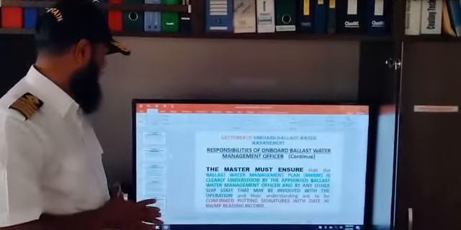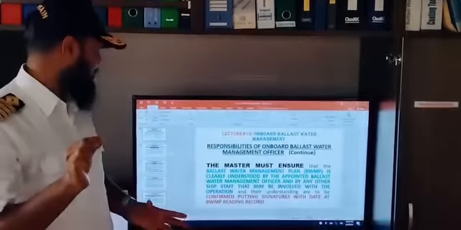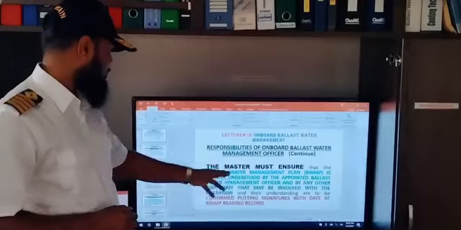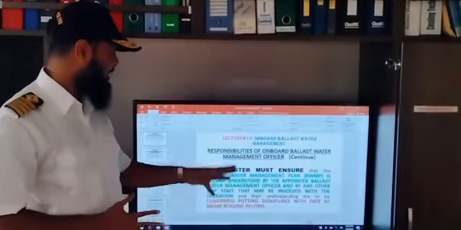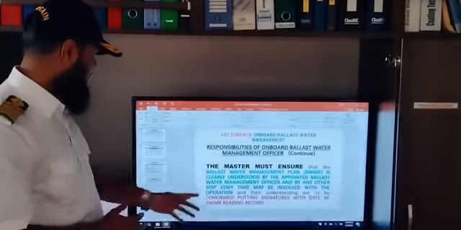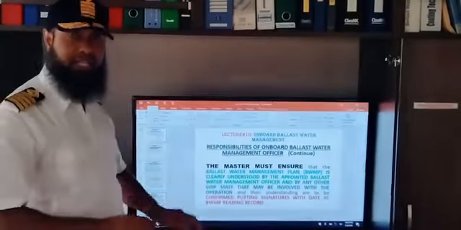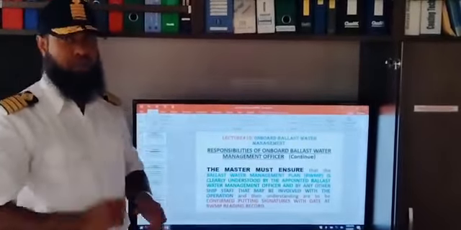And must ensure that the ballast water management plan is clearly understood by the appointed ballast water management officer and by other personnel who may be involved with the operation. And after understanding, they must put their signature to show that they clearly understood what is written inside the ballast water management plan.